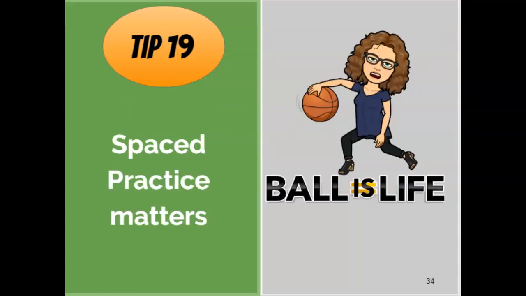Tip 19, spaced practice matters. If it's important to teach in September, it should be important for students to know in November, in February, and next year. The research shows us that adults need at least 4 repetitions to put a fact in memory. At least 4 repetitions. And often we give students information one time. So we want to make sure that we're spacing that practice over time.